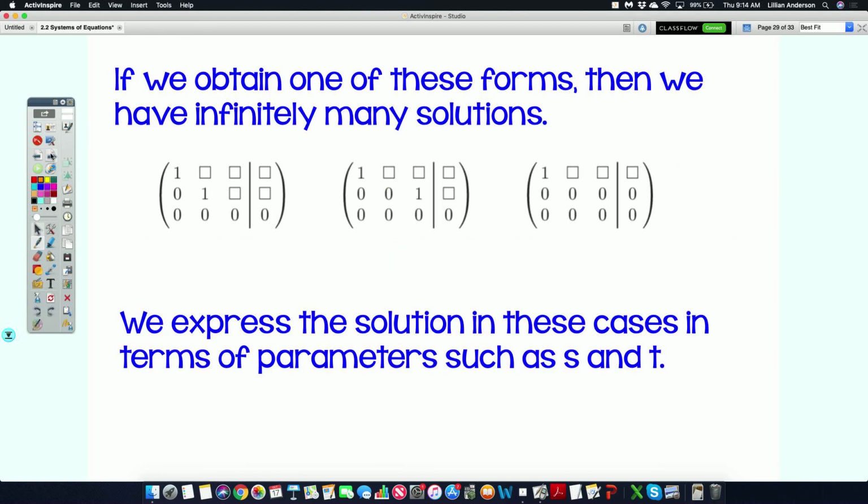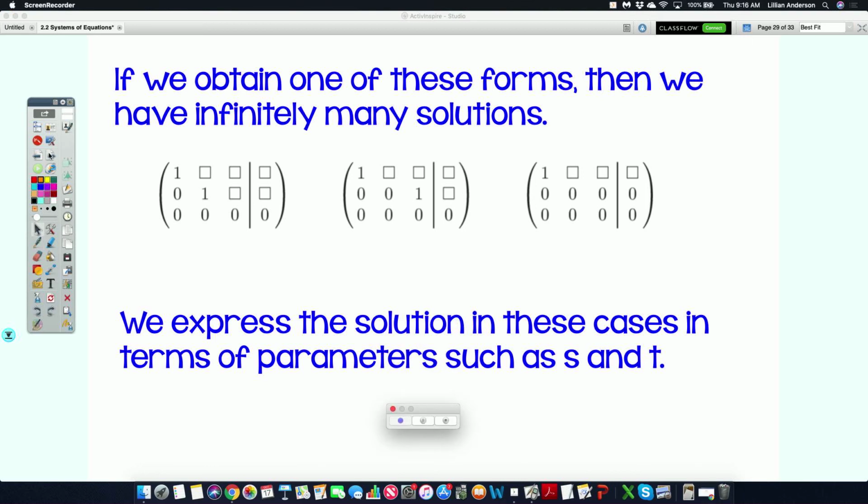For infinitely many solutions, that's zeros all the way across the bottom, because that basically means a 0 equals 0. And we express the solution in these cases in terms of parameters such as S and T, which we talked about Tuesday, the last time I saw you guys. So remember, that's when we make one of our variables one of the parameters, either S or T, and then we basically create a general expression to represent the solutions. We talked about that right before we went over your test on Tuesday.